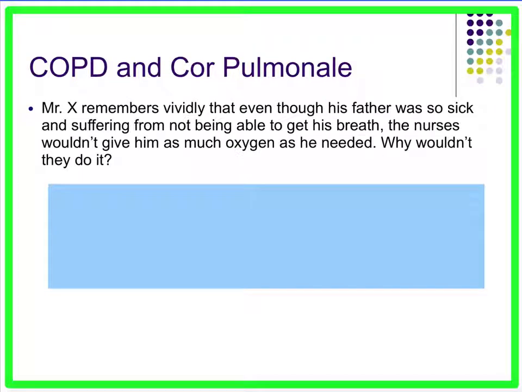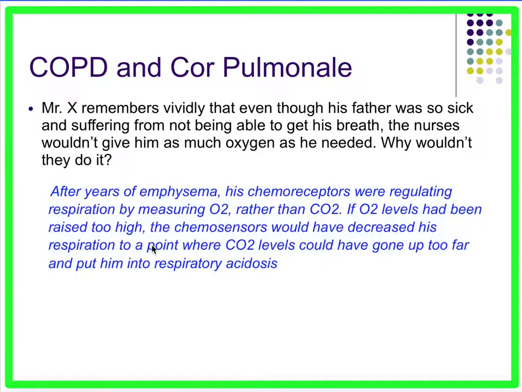So Mr. X remembers vividly that even though his father was so sick and suffering from not being able to get his breath, the nurses wouldn't give him as much oxygen as he needed. So why wouldn't they increase his oxygen? Now this goes to our chemoreceptors. After years of emphysema, his chemoreceptors are regulating his breathing by measuring O2 rather than CO2. Keep in mind, our central chemoreceptors sense CO2, and so we really breathe based on CO2. CO2 is really the driving force. But because he had emphysema and his CO2 levels were high, our body got used to the high CO2, and so it's been measuring oxygen as a way to regulate breathing.